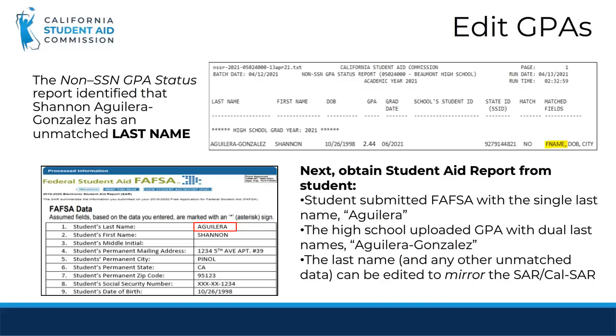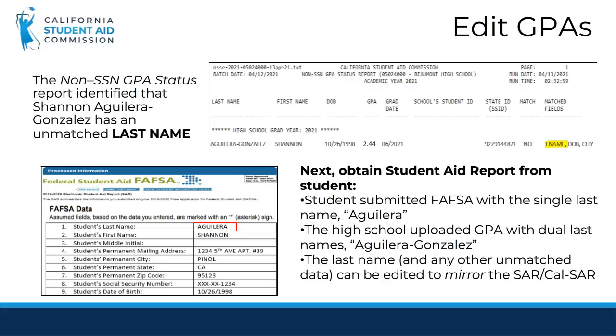Going back to our same student, Shannon Aguilera Gonzalez, remember that the non-SSN GPA status report showed that her first name, date of birth, and city matched what was submitted by the school, which means that her last name and zip code do not match. The next step is to contact the student to retrieve her student aid report online.